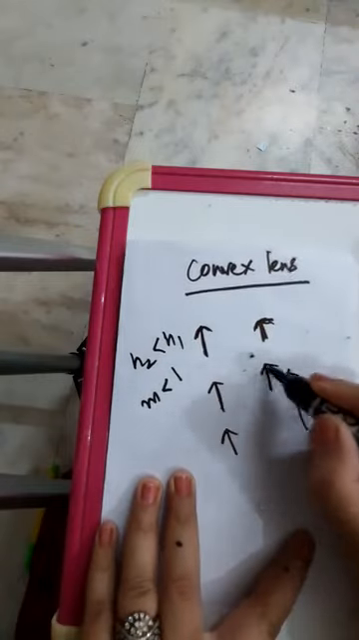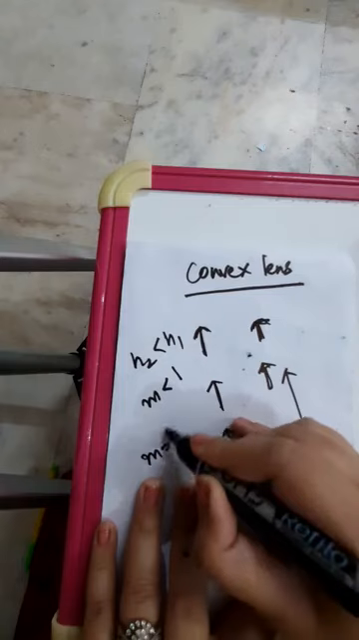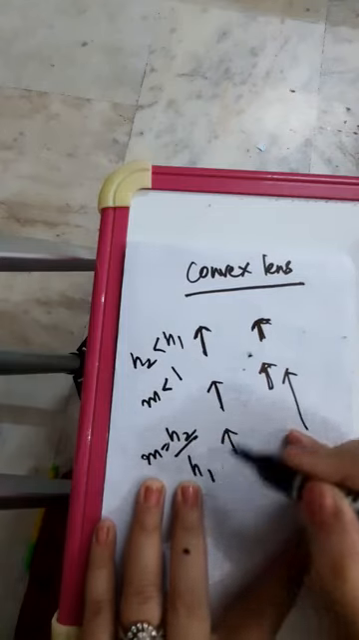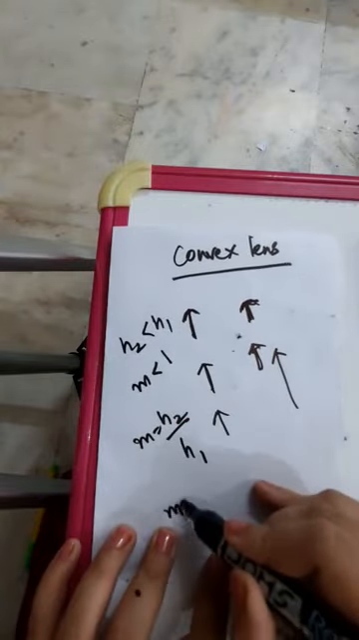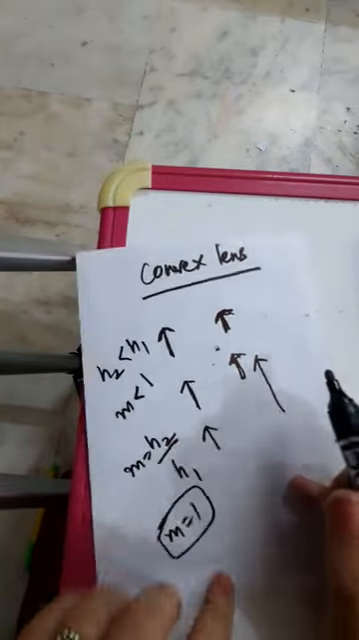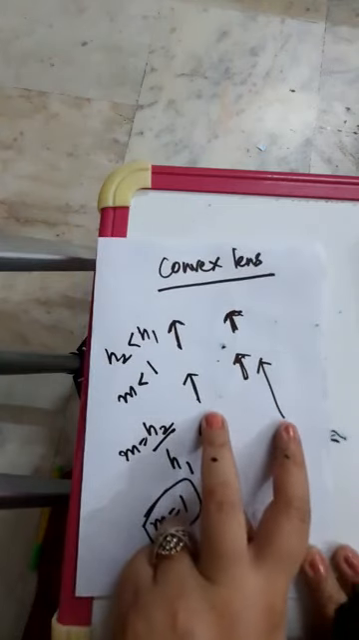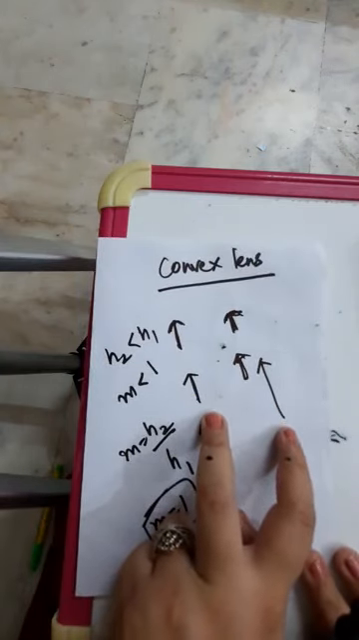And when they both are equal, then m is equal to h2 by h1. So if they both are equal, in place of h2 you can write h1 also, and h1 will cancel out h1, and that's why m will be equal to 1. So when object size and image size are equal, magnification will be equal to 1 in that case.